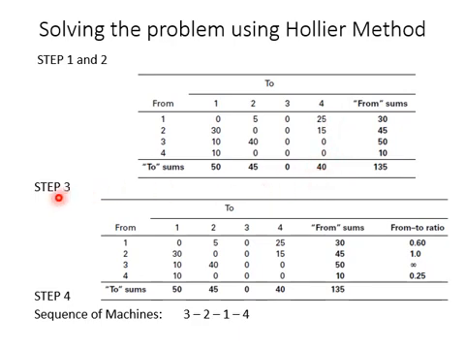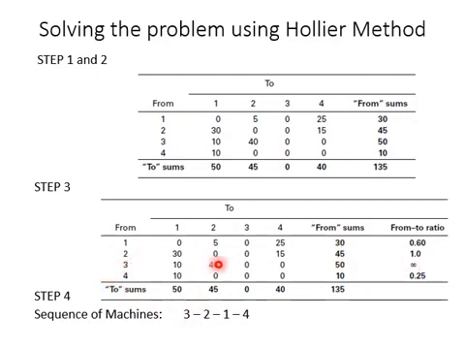Now coming to step 3. After computing the from sums and the to sums for all the machines, we can compute the from-to ratio for each individual machine. Coming to machine 1, the from sum is 30 and the to sum is 50. So the from-to ratio for machine 1 is 30 upon 50, that will give 0.60. Now for computing the from-to ratio for machine 2, the from sum is 45 and the to sum is 45, so that will give 1.